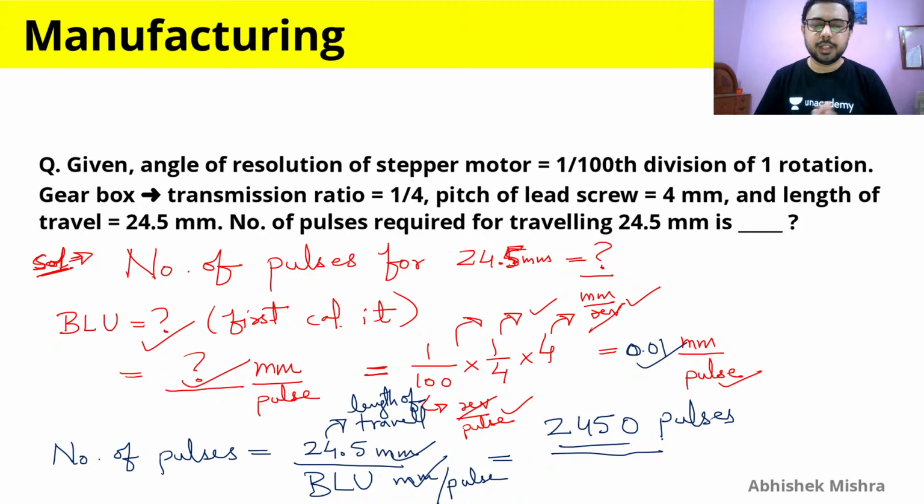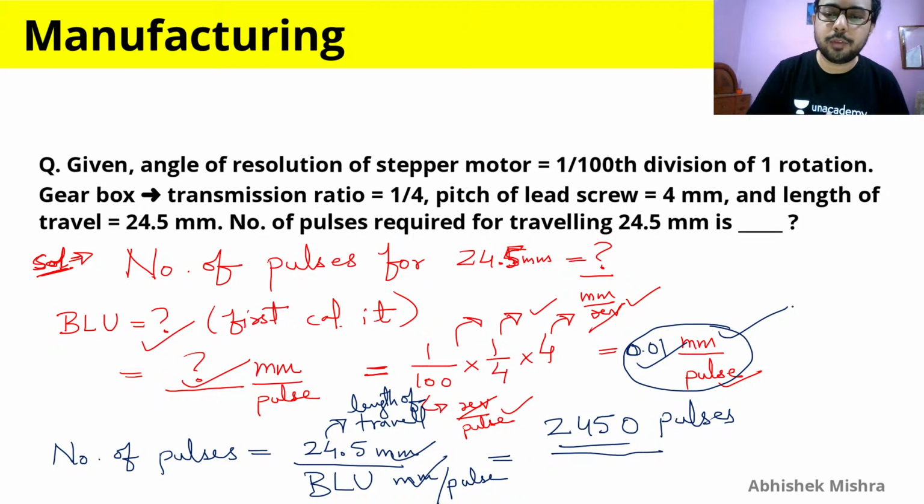So we have done this, and by just logic, you can also say that we have 24.5 mm distance to travel, and this much distance is traveled in one pulse. So how much distance will be traveled in, and how many pulses will be required to travel 24.5 mm. Therefore, this is the number of pulses. So simply basic length unit is the shortest unit length involved here, and we can say that it is the distance traveled per pulse that has been concerned here. So the correct answer is 2450.